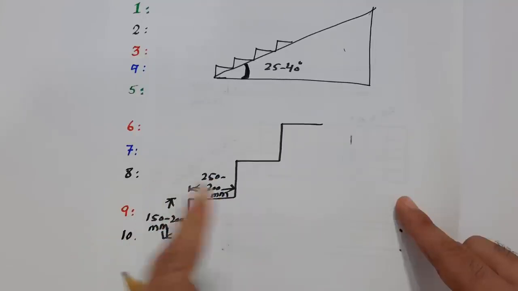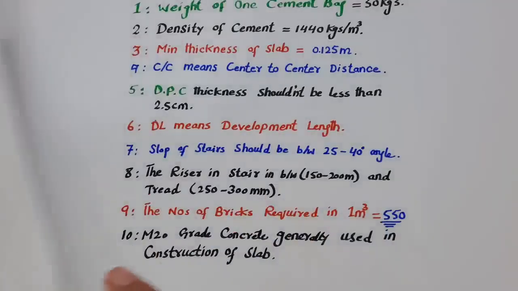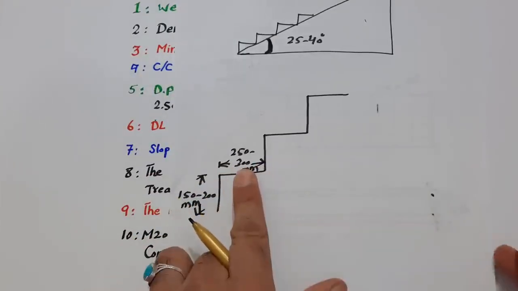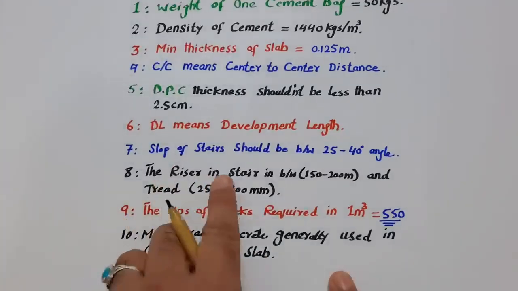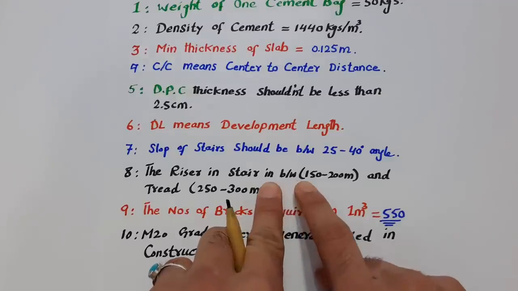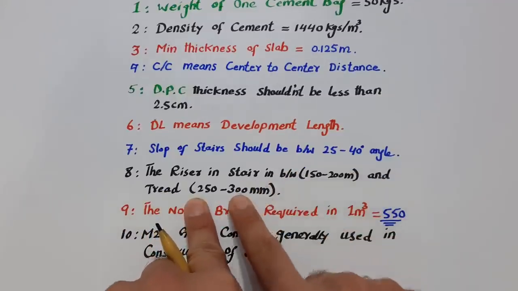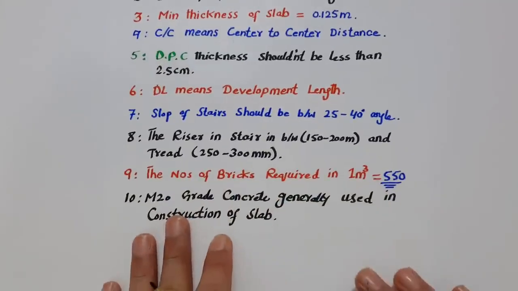Right, this one. The vertical part is the riser, the horizontal part is the tread. So the riser is between 150 to 200 mm and the tread is 250 to 300 millimeter. Okay, this is very important and useful.